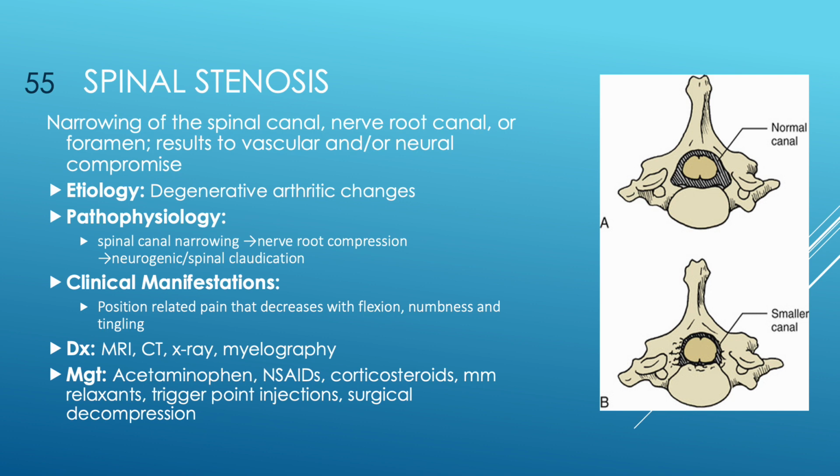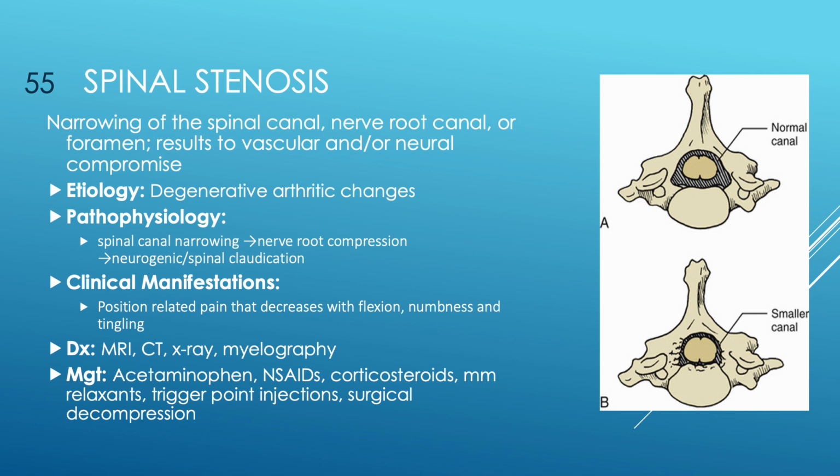Spinal stenosis involves degenerative arthritic changes in the spine, such as osteoarthritis, leading to bone and tissue changes that contribute to narrowing of the spinal canal. The pathophysiology includes progressive narrowing of the spinal canal due to degenerative changes, which result in compression of nerve roots or the spinal cord. Compression of neural structures leads to vascular and neural compromise, resulting in symptoms.